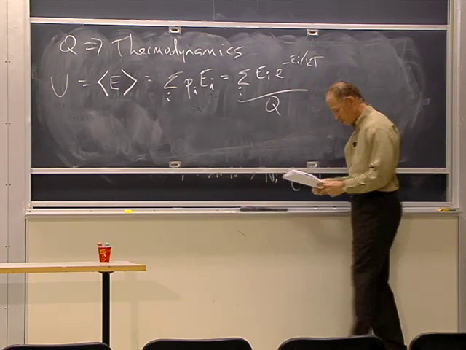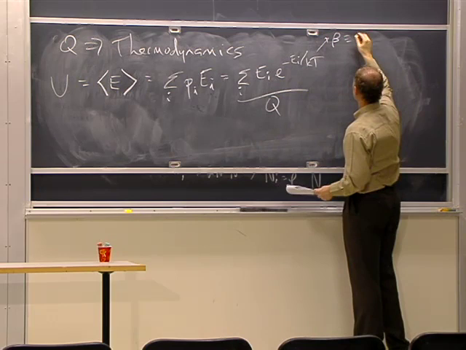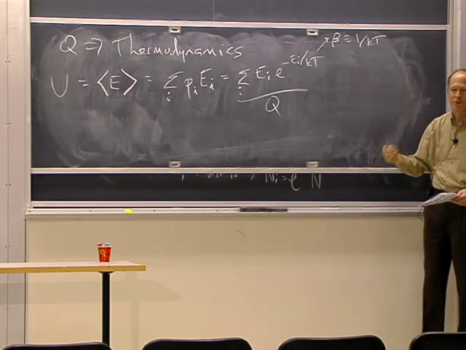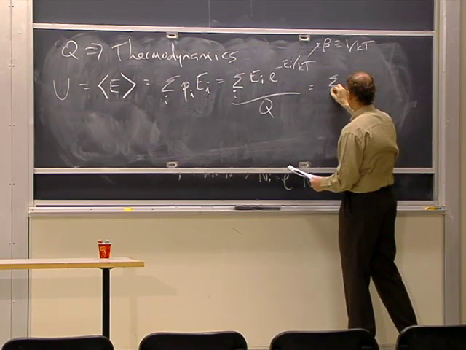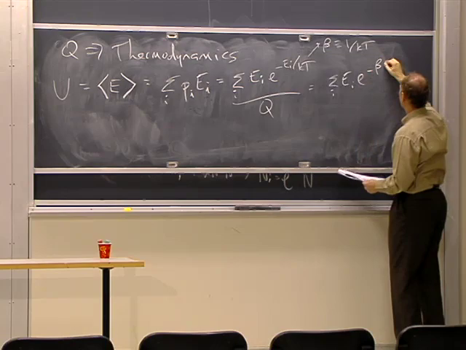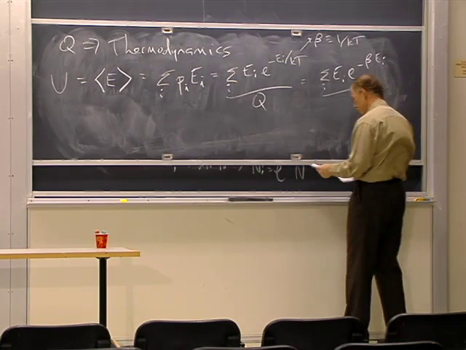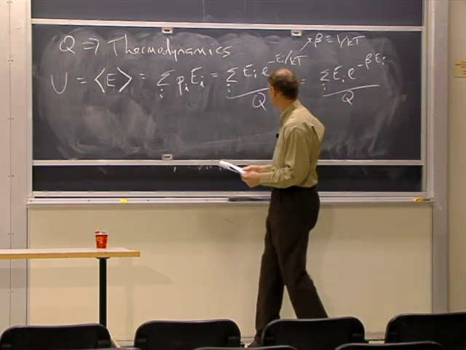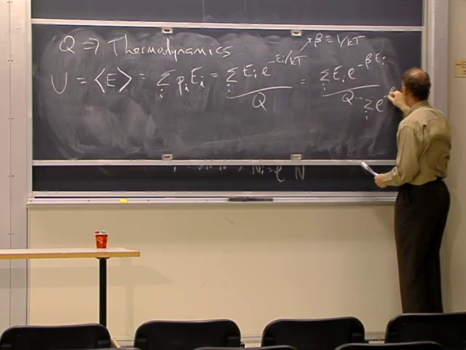Now, I'm going to make a simple substitution. I'm going to use the term beta to mean 1 over kT. I'm really just using that so I don't need to use the chain rule a million times in doing derivatives. So I'm going to write this as the sum over Ei e to the minus beta Ei over Q. So Q, in this term, is just the sum over i of e to the minus beta Ei.